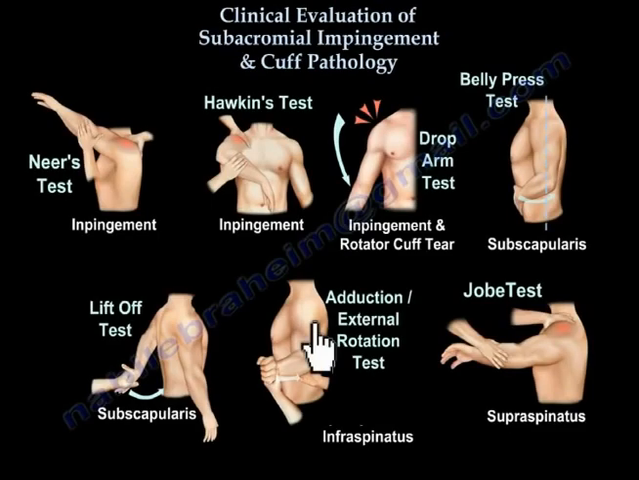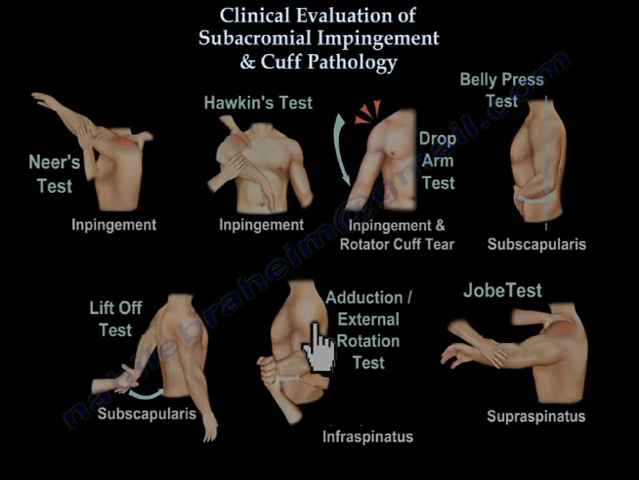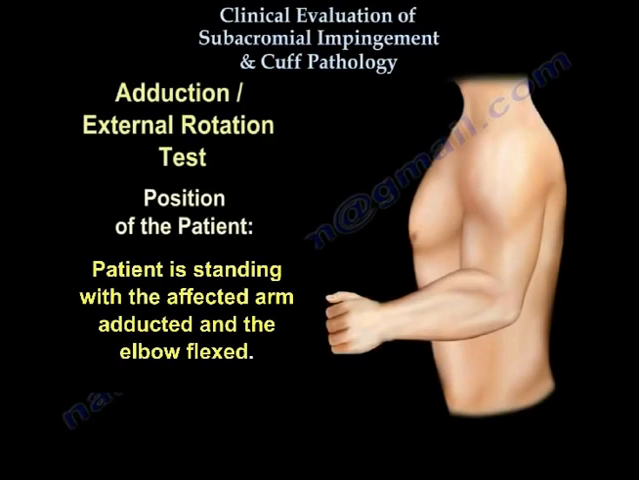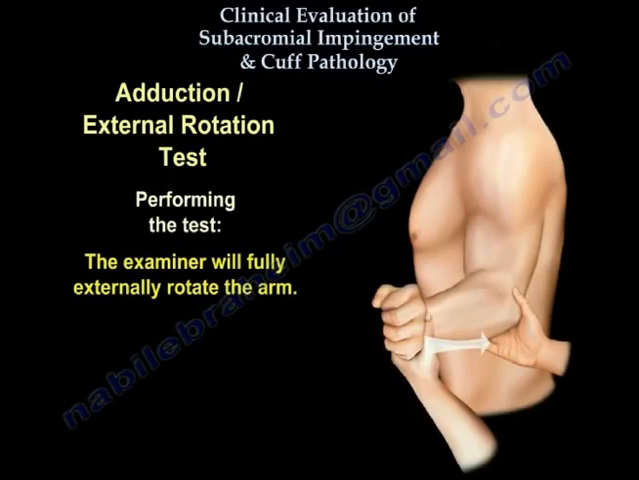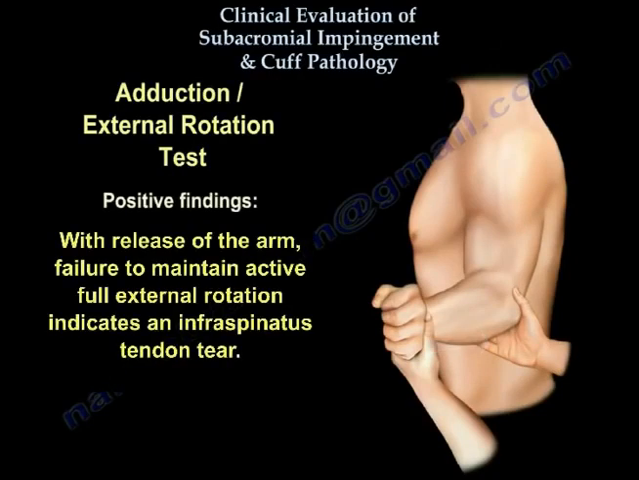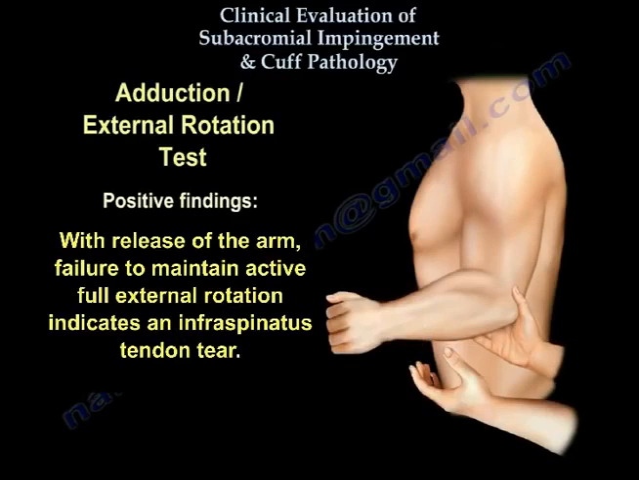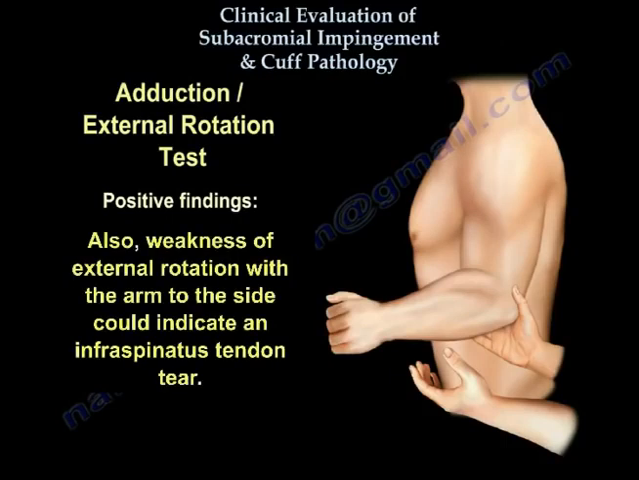The adduction external rotation test. Position of the patient. The patient is standing with the affected arm adducted and the elbow flexed. The examiner will fully externally rotate the arm. With the release of the arm, failure to maintain active full external rotation indicates an infraspinatus tendon tear. Also, weakness of external rotation with the arm to the side could indicate an infraspinatus tendon tear.